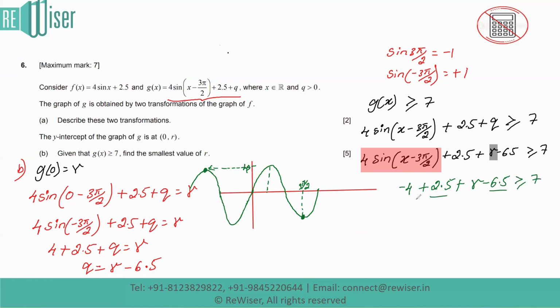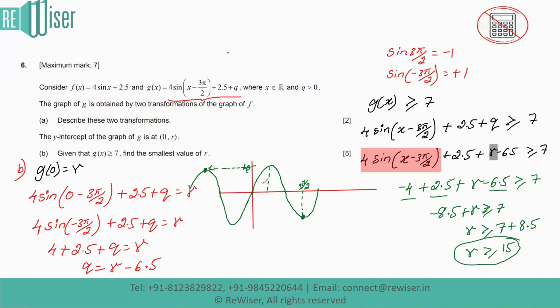And if I simplify this, minus 4 minus 6.5 is minus 10.5. And minus 10.5 plus 2.5 would be minus 8.5, plus r should be greater than or equals to 7. So that's why the value of r must be greater than or equals to 7 plus 8.5, which is 15.5.